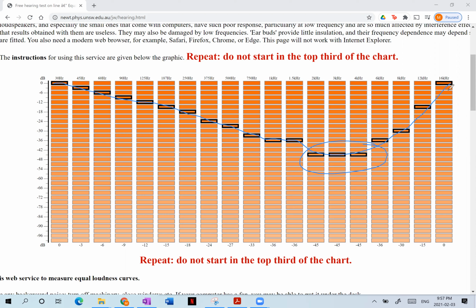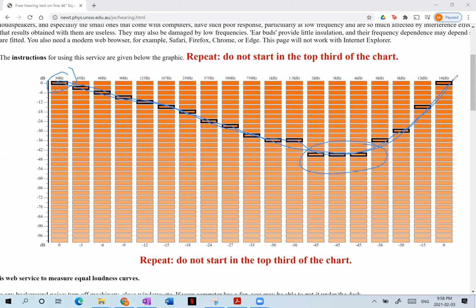Now it does depend somewhat on your speaker system. Like my laptop speaker cannot reproduce 30 hertz, so it doesn't matter what I press in this zone over here, I won't be able to hear it. But this blue line, I'll trace it out again, is called a contour of equal loudness.